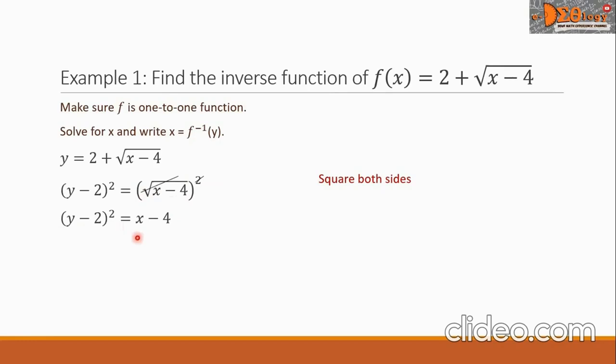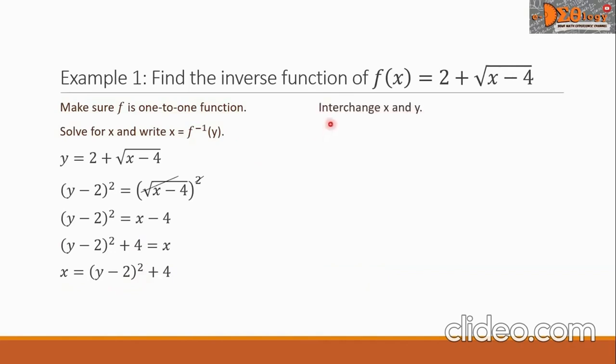Again, we want to isolate the x. We will transpose the negative 4 to the other side, so the sign will change. So now it is positive 4 on the left side. And we can see that the right side is x alone. Then we will just interchange the position of the left side member and the right side member, making x be on the left side. So you see here we have x equals the square of y minus 2, plus 4. At this point, we are done with our step 2.